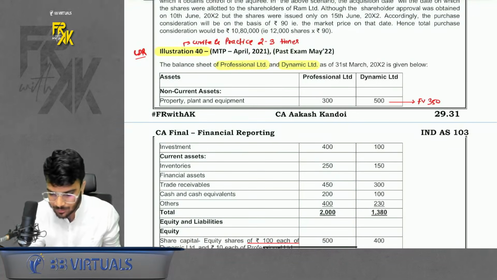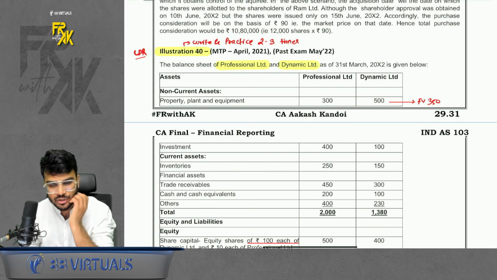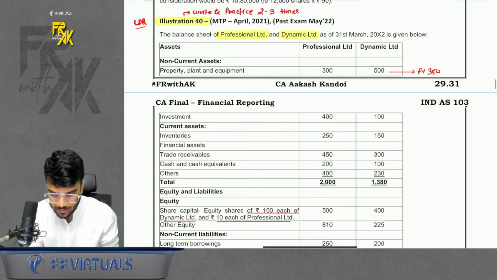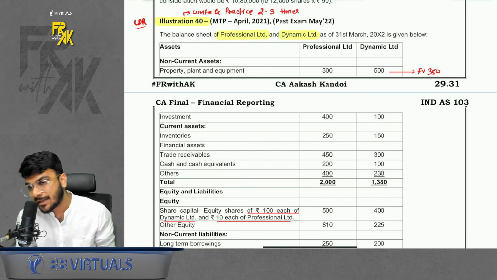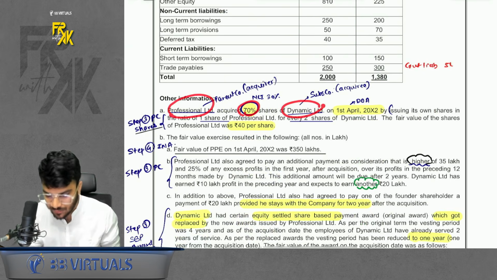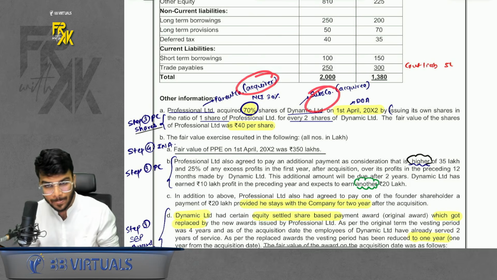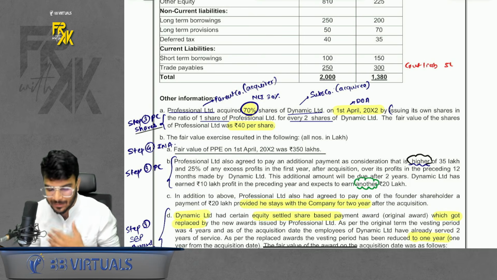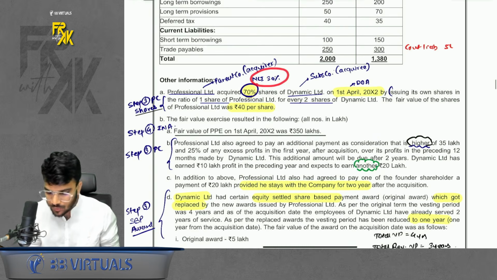Now the next question which we will take is illustration number 40. My favorite question, even ICAI's favorite question. So here two companies are there, Professional and Dynamic. Professional Limited acquires 70% of Dynamic Limited. So Professional becomes the acquirer, Dynamic becomes the acquiree. If we are acquiring 70%, NCI will be 30%. Here also we are giving shares, how much? 1 share for every 2 shares.